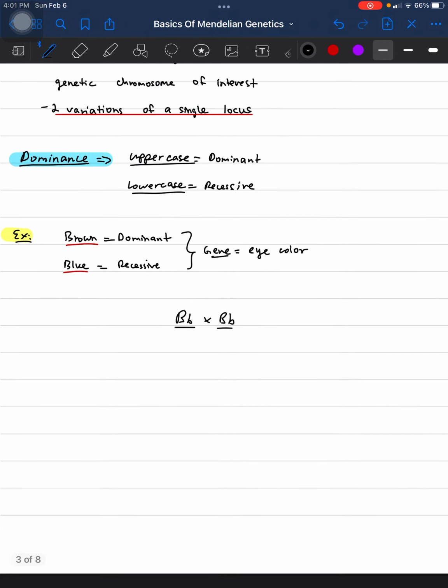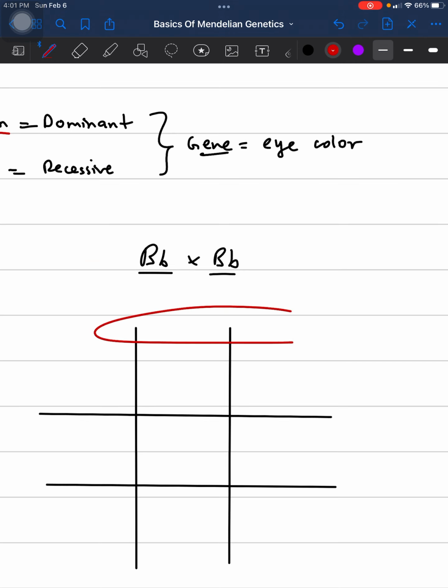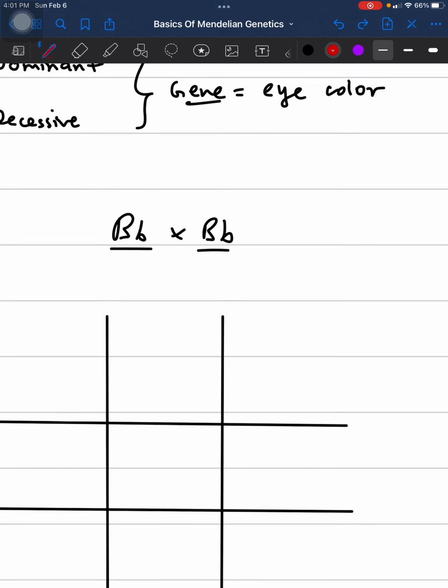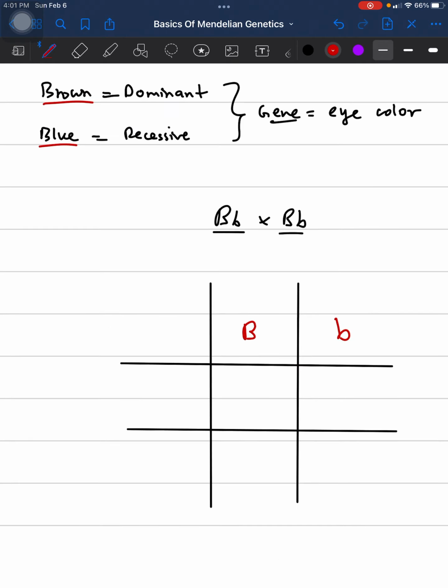When you're making a monohybrid cross, you want to make a table something like this, where you can relate four different alleles, creating four different offspring. The first thing you want to do is put the male on top here and the female over here. The male genotype is uppercase B, lowercase b. The female genotype is uppercase B, lowercase b.